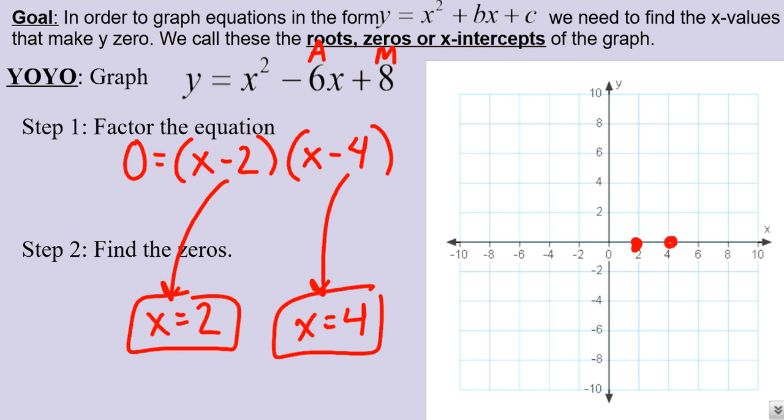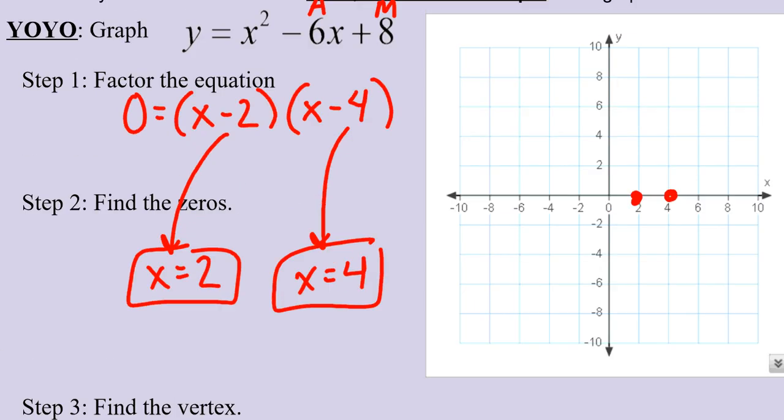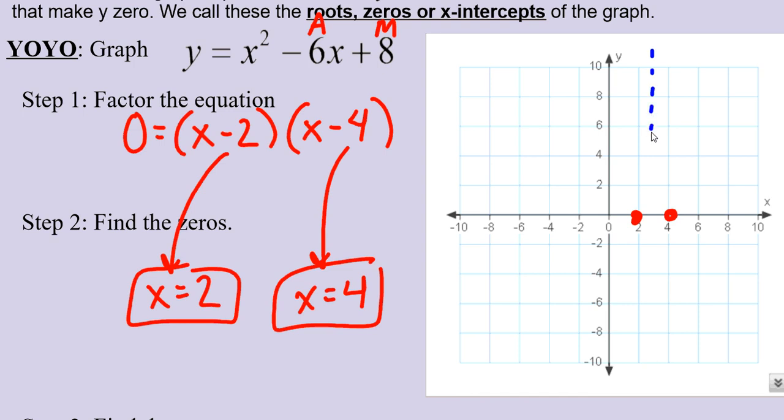The vertex has to be halfway between. You might be tempted to use the formula for it, to add them together and divide by 2, but you should just be able to look and see halfway between 2 and 4 is 3. If you use the formula of averaging, 2 plus 4 is 6 divided by 2, you're going to get 3. So there's where your axis of symmetry is. That's where your vertex's x-coordinate is going to be located. It's going to be somewhere on the line x equals 3.